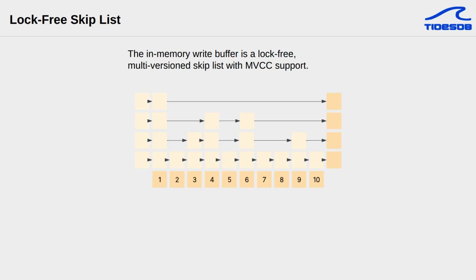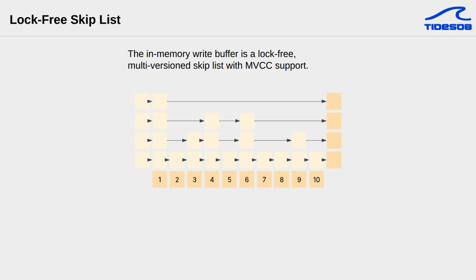Our skip list in TidesDB implements arena allocation with an arena bump allocator, so contiguous memory allocation and very fast bulk deallocation, like on flush, for example. The skip list implements bidirectional traversal, so we have forward and backwards pointers at each level.